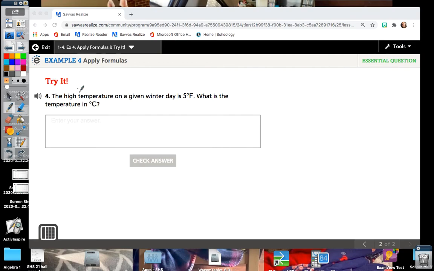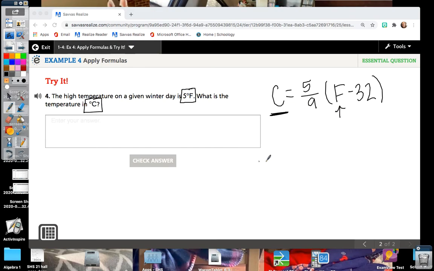Okay, on the try it, we have the high temperature given on a winter day is 5 degrees Fahrenheit. What's the temperature in Celsius? So we still have the same formula we used a second ago. C equals 5 over 9 times F minus 32. And this time, it wants to know what the temperature is in Celsius. So we need to solve for C. Well, our equation's already solved for C. So we don't have to do anything to it. All we have to do is plug in 5 degrees Fahrenheit into F.